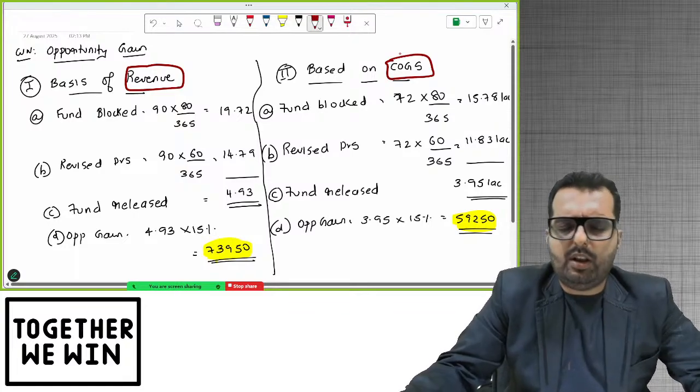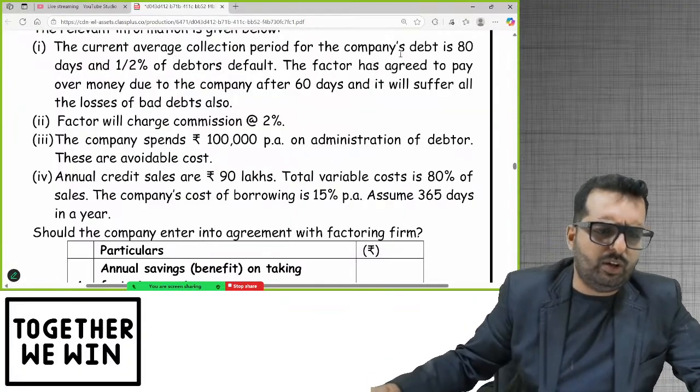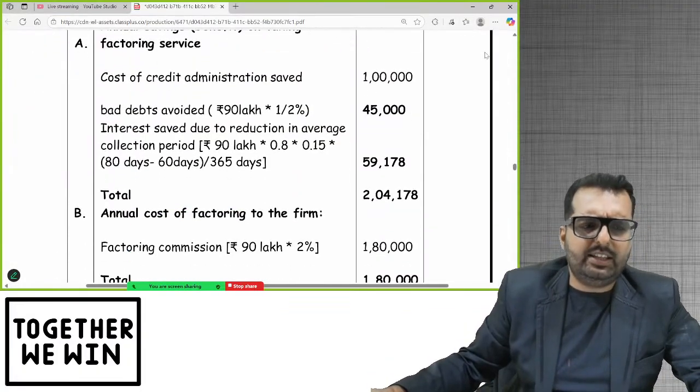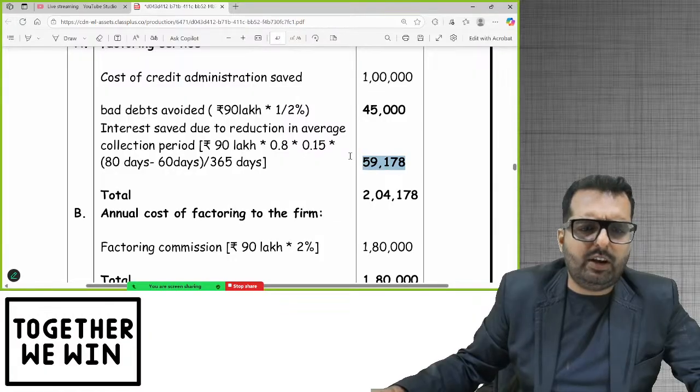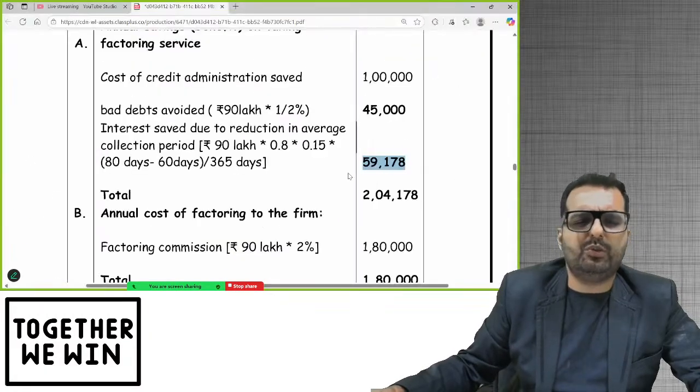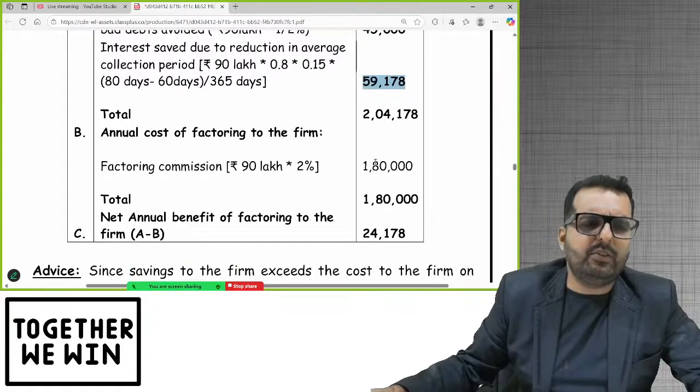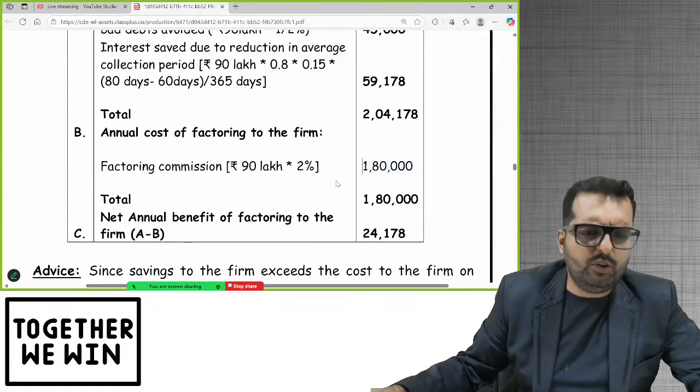Fine, friends. I believe you are all done. I'll share these notes also with you. Nothing to worry. Now let's check. I think they have taken based on cost 59,178. What's the answer? I got 59,250. Little bit of rounding difference. Annual cost of factoring 1,80,000 also we got.